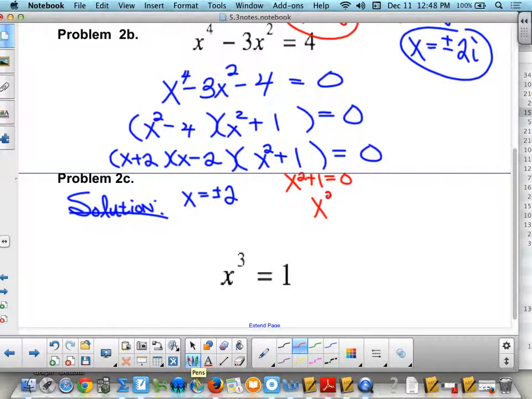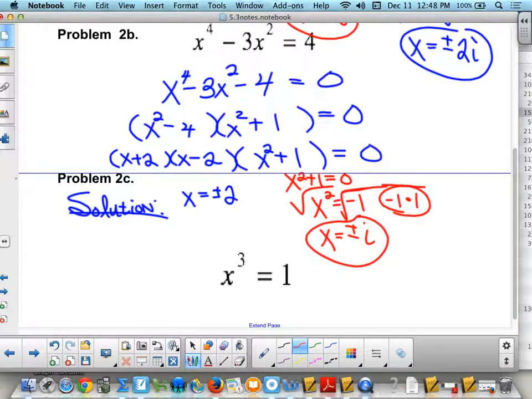Quickly solve it. And now you're going to take a square root of both sides and get x equals plus or minus I. Now, do you guys remember this? That when you see negative numbers in there, you're supposed to do this. Negative 1 is really just negative 1 times 1. So what's the square root of negative 1? I. What's the square root of 1? 1. The answer is plus or minus 1i.